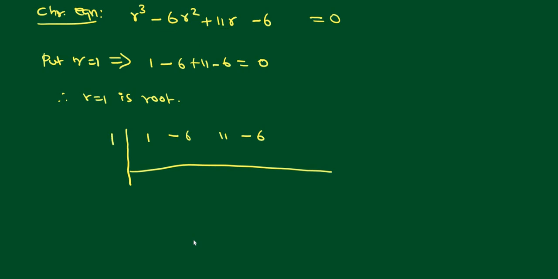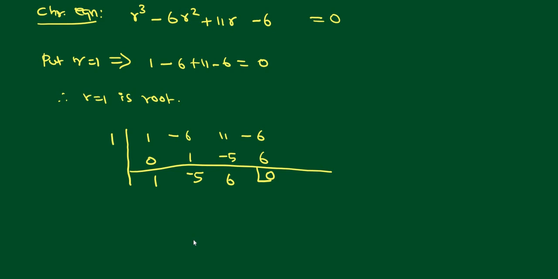I am making the division with 1, so therefore it is 0. And if you are adding, you are getting 1, and if you are multiplying, you are getting 1. Then you have minus 5. If you are multiplying, you are getting minus 5 here, and after that you got a 6. If you are adding vertically, 11 minus 5 is 6, and if you are multiplying here, you are getting 6. Totally, you got a 0.